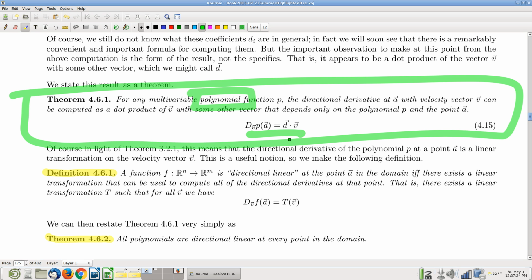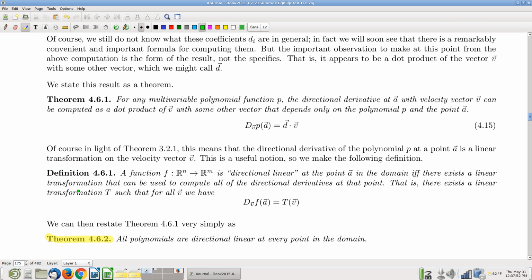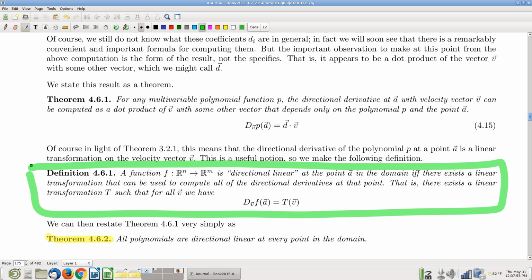Okay, now this theorem points to a remarkable fact about polynomials. This property that polynomials have is very cool. It's sufficiently cool that it's worth naming this property. The fact that these functions have directional derivatives that can always be computed with a linear transformation, that property is worth naming. So that's what we do here in the next item. We give a definition of a term. Any function whose directional derivatives can always be computed as a linear transformation on the velocity vector, the input velocity vector, I'm going to use the term directional linear.